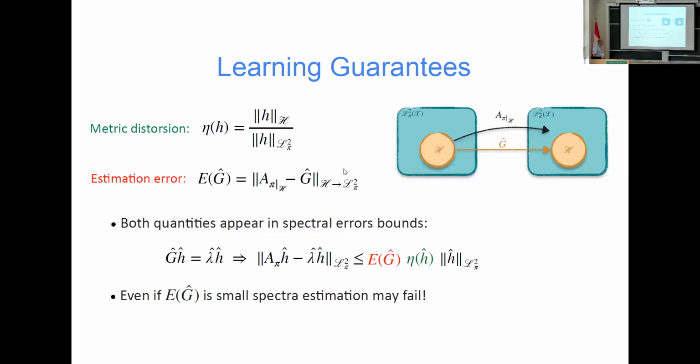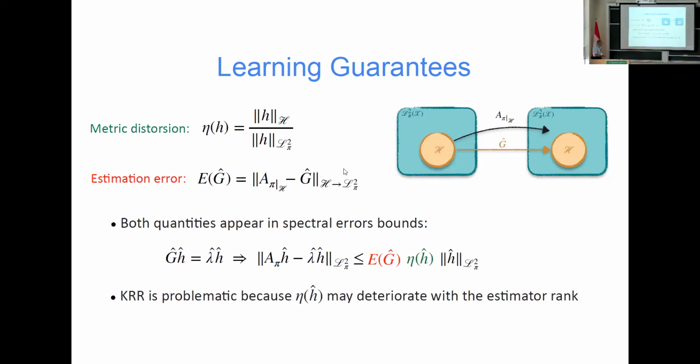And the way you see that is, if you assume that H hat is an eigenfunction of the estimated operator, then you see that H hat is an approximate eigenfunction of the transfer operator, so you would like this to be 0, right? So this quantity is small if both the metric distortion and the operator norm error, what we call the estimation error, are small, okay? So it is not enough to have small estimation error, you also need to control this metric distortion.